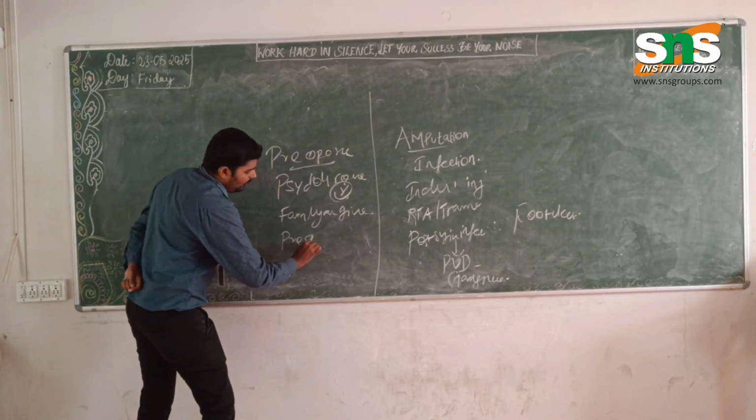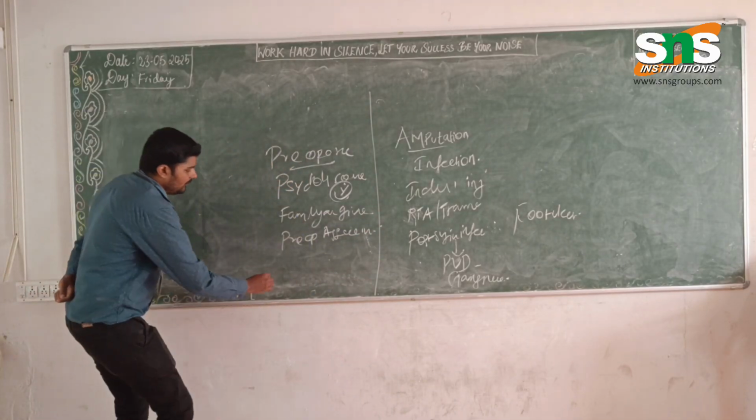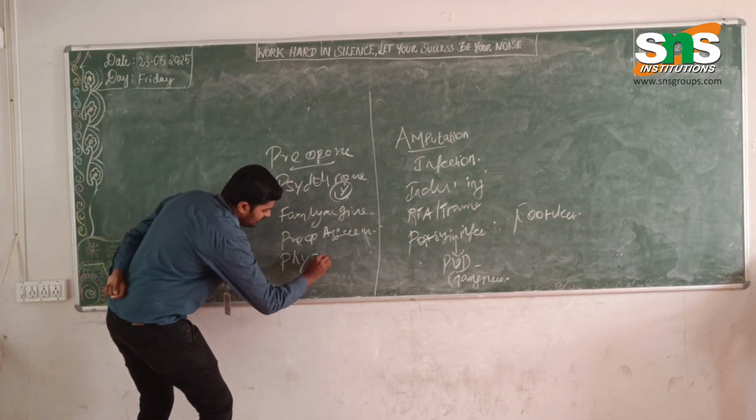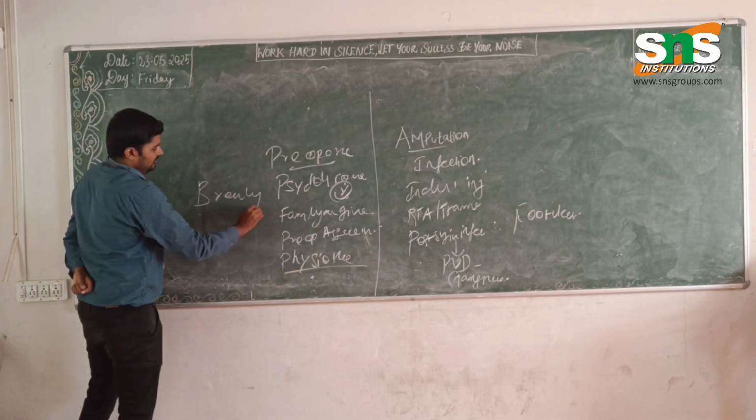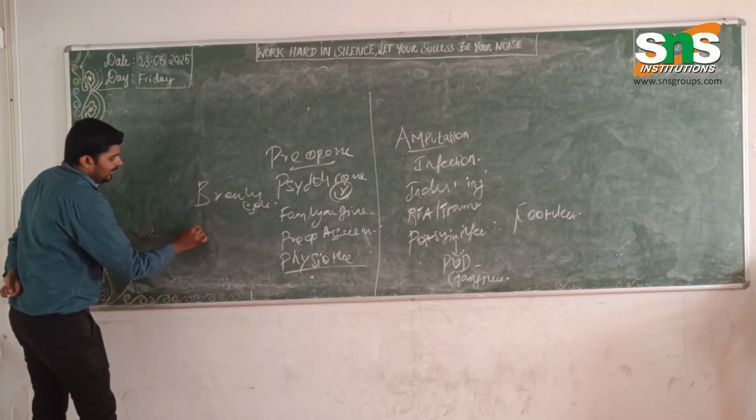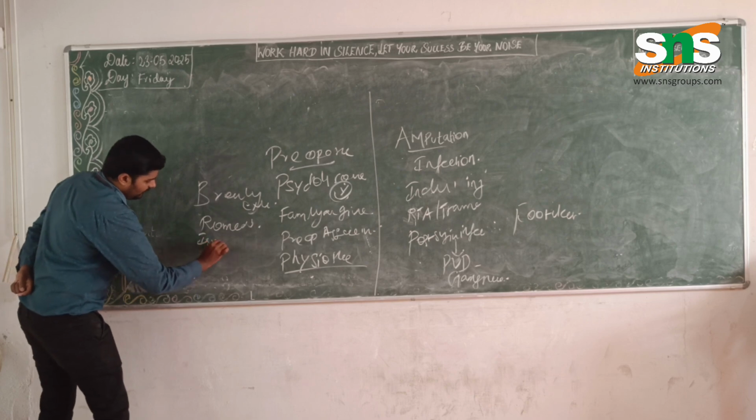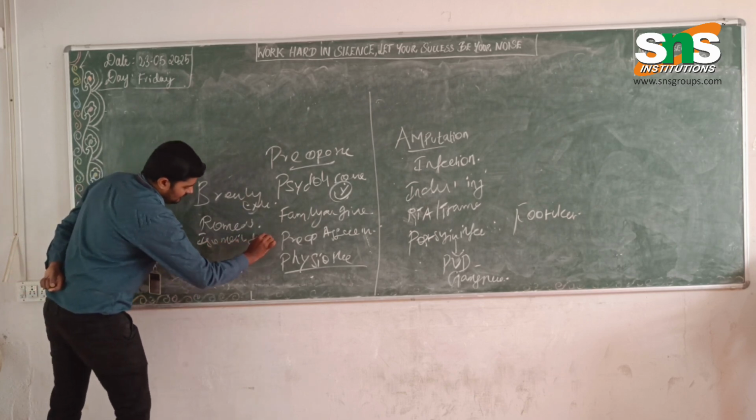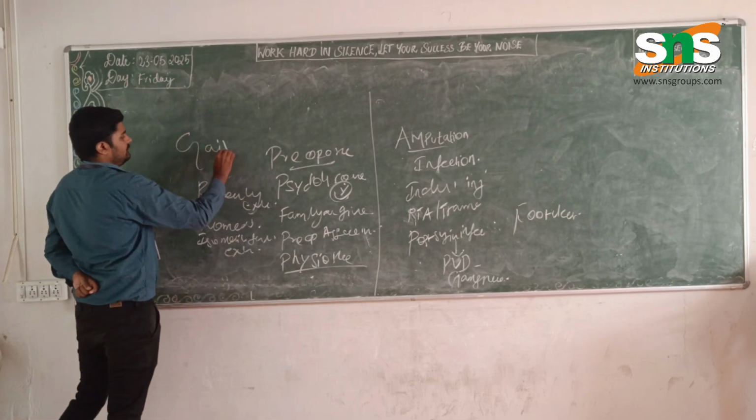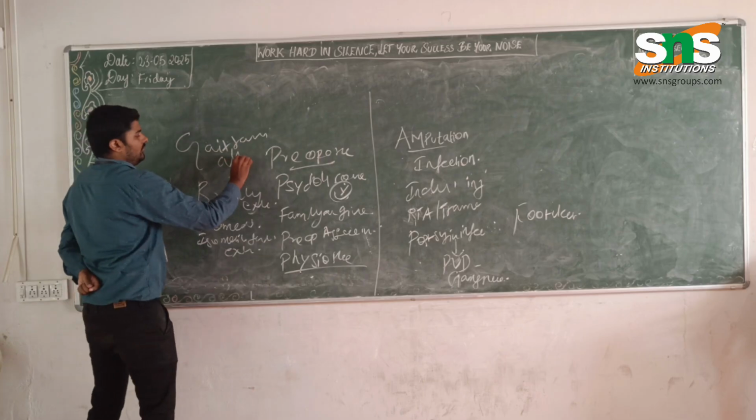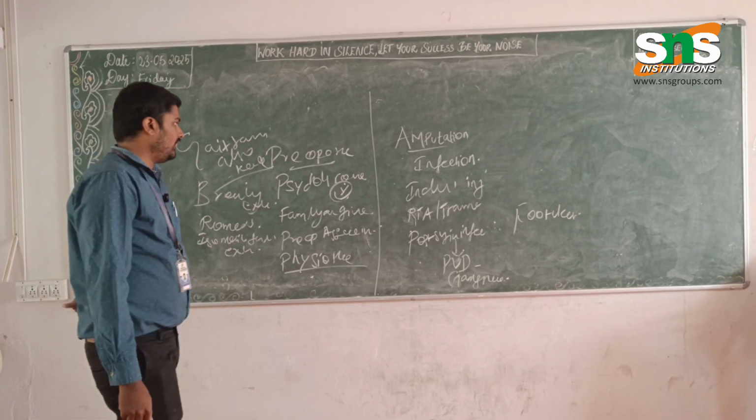Preoperative assessment must be taken. Then the physiotherapy aspect of preoperative management. First, breathing exercises. Then range of motion exercises, isometric strengthening exercises, and gait training are also taught. These are the preoperative training for the amputation patient.